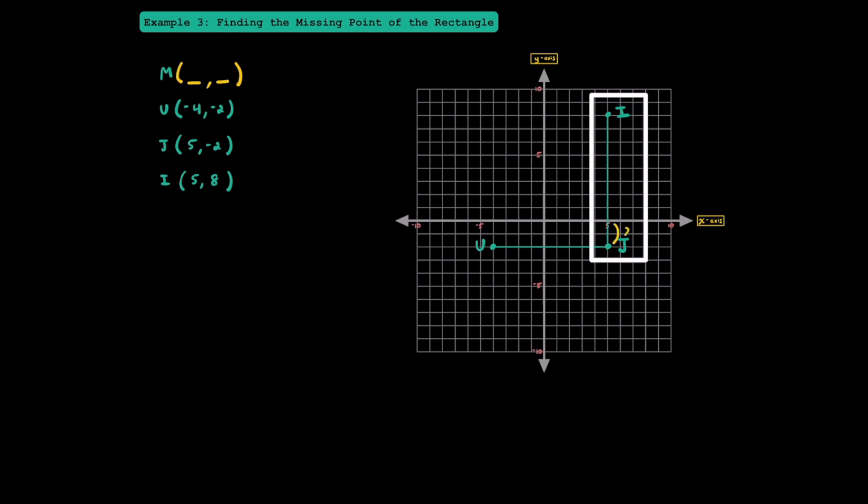Here we can say this is going to be 2 units, and over here we can see this length is going to be 8 units. Together, we know that IJ is 10 units long. If that's the case, the left side also has to be 10 units long.